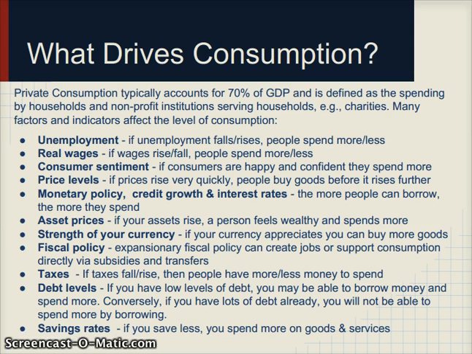So fiscal policy in terms of the government spending, either by creating jobs, putting money in your pockets, or giving you subsidies of some form, can affect consumption quite a bit. But also the other side of fiscal policy is taxes.